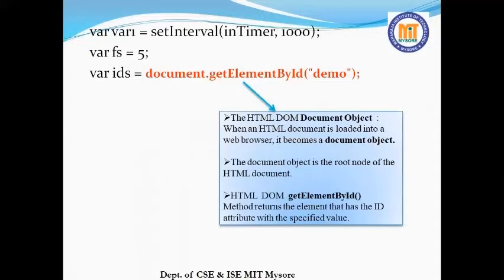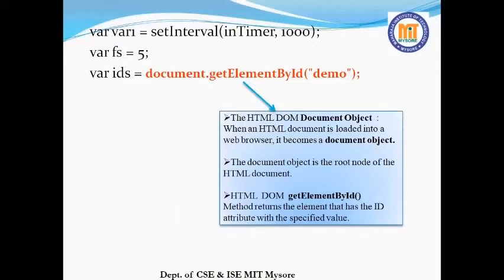Try to understand this. Here we already know what getElementById means. By using that specific ID attribute, we can fetch that element. This demo is already defined in the paragraph tag, p id is equal to demo, so that we can fetch that element by using the ID attribute.